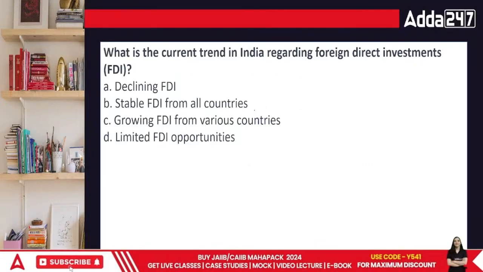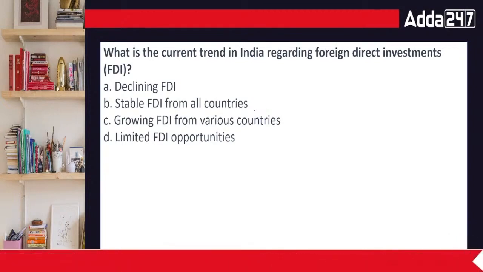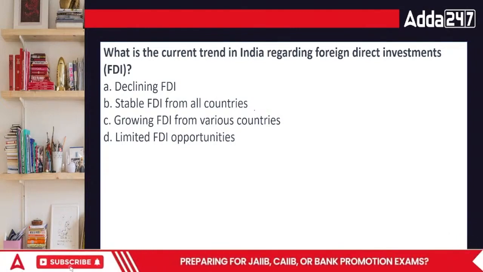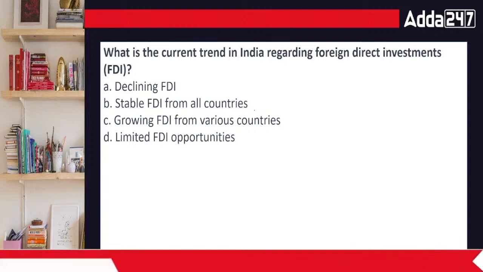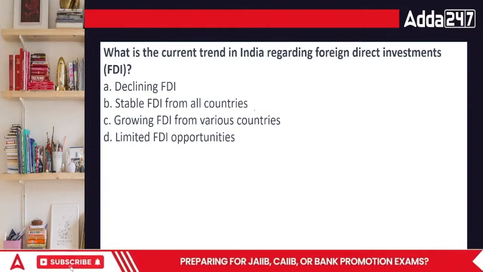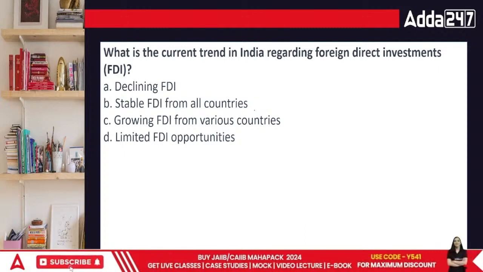Next question. What is the current trend of India regarding FDI? The FDI wasn't really allowed before 1991. We allowed it after 1991, and earlier it wasn't allowed 100%. Now there are certain sectors where we have opened up to particular countries, and they are coming into our country through the direct route.